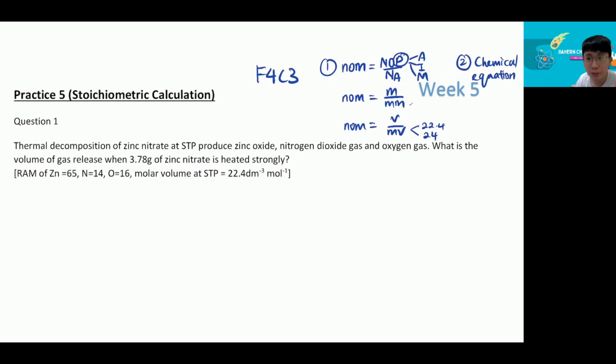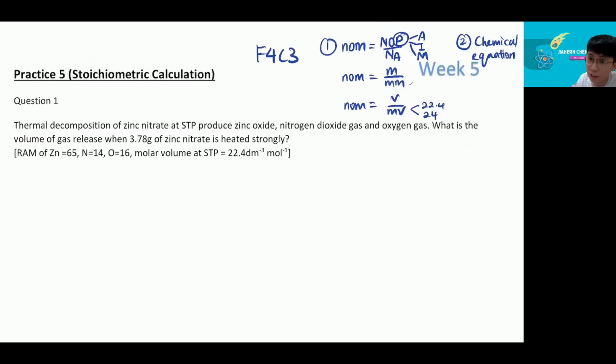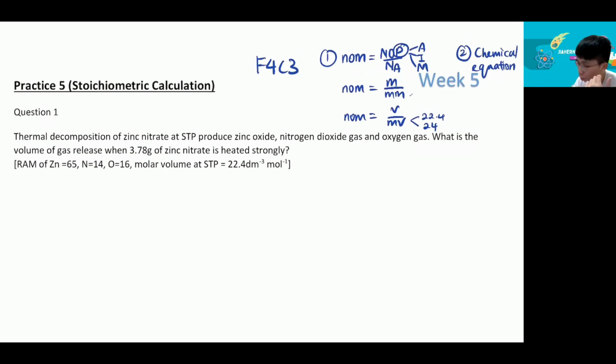Okay, so let's start with the first question. Let's try the first one. Always, to start a stoichiometric calculation, we have this thing. Stoichiometric calculation, I can solve it by using 3 steps. The 3 magical steps. Three steps, you listen carefully, 3 steps can settle everything.